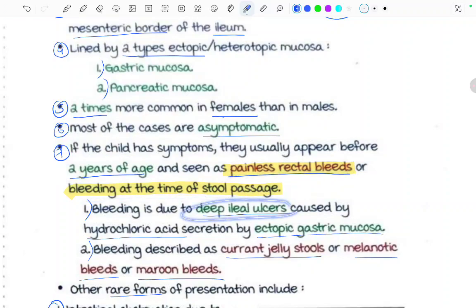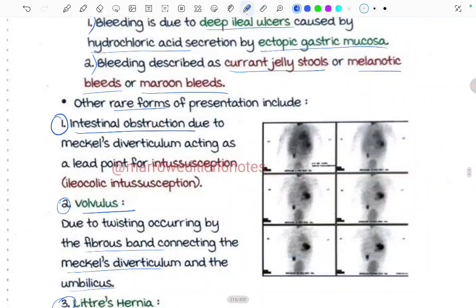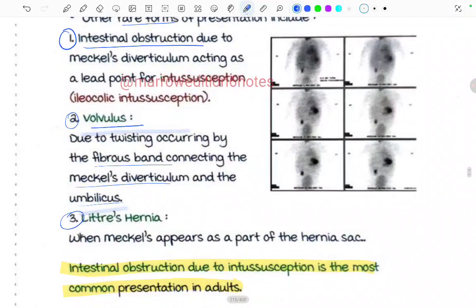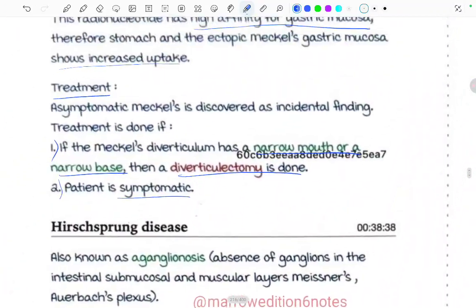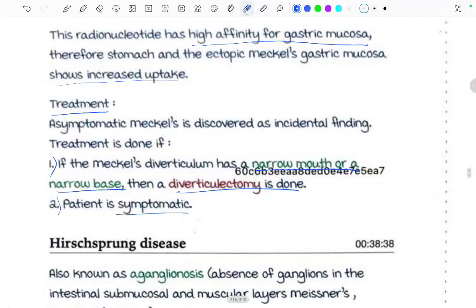Bleeding is due to the deep ulcers because of this ectopic gastric mucosa, and the bleeding is described as currant jelly stools or the melanotic bleeds or the maroon bleeds. Other rare forms of presentation include intestinal obstruction and volvulus or Littre's hernia. For the treatment, we have to do it only if the patient is symptomatic or the Meckel's diverticulum has a narrow mouth or a narrow base, then only diverticulectomy is done.